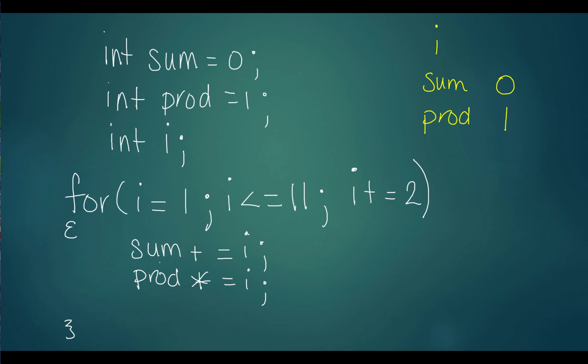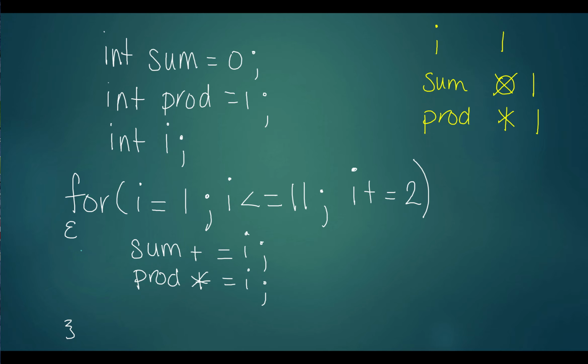So it's going to take the current sum. So I is 1 here. And it's going to take the current sum, which is 0, and add 1 to it. So sum is going to now change to 1. Then it's going to take the current product, which is 1, and multiply that times 1. So the product is going to change to 1.